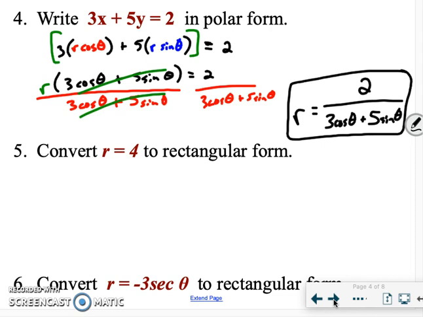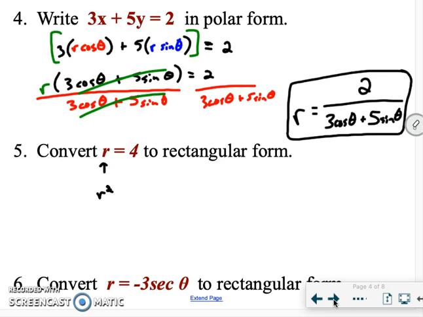Number 5, similar problem. This time we're in polar. We want to go to rectangular form, so I need to convert r equals 4 back into rectangular form. Now, if we consider our list of conversions, again, x is equal to r cosine theta, y is equal to r sine theta, tangent of theta is equal to y over x, and r squared is equal to x squared plus y squared, we don't actually have any conversions specifically for r. So what I mean by that is that we need to somehow, some way, get r to be r squared.